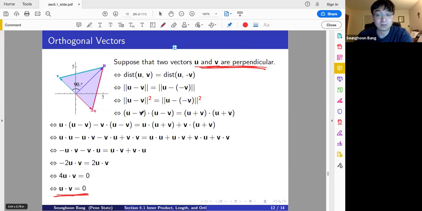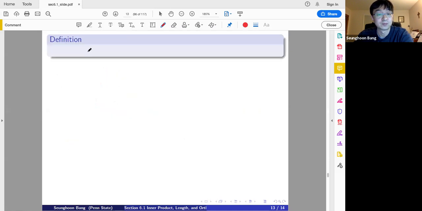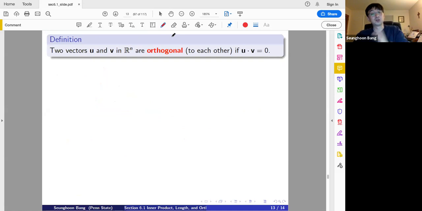We have a name for this one. The u dot v equal to 0. The geometric meaning is that u and v are perpendicular, which we call orthogonal. Here is the definition: two vectors u and v in R^n are orthogonal exactly when u dot v equals 0. The geometric meaning is that two vectors are perpendicular.